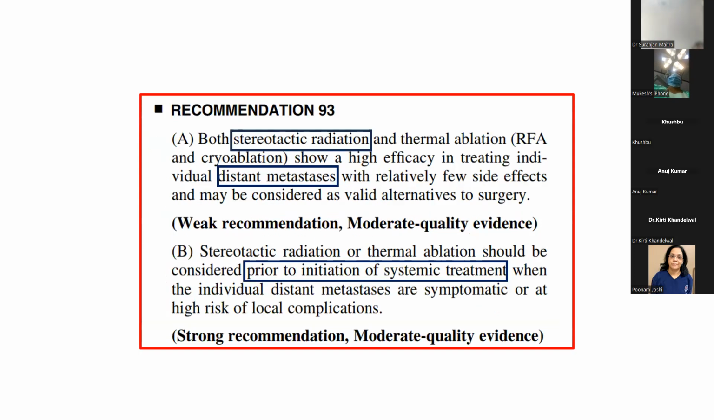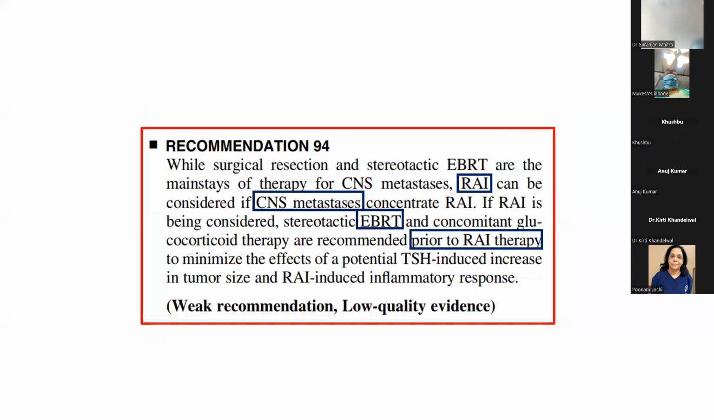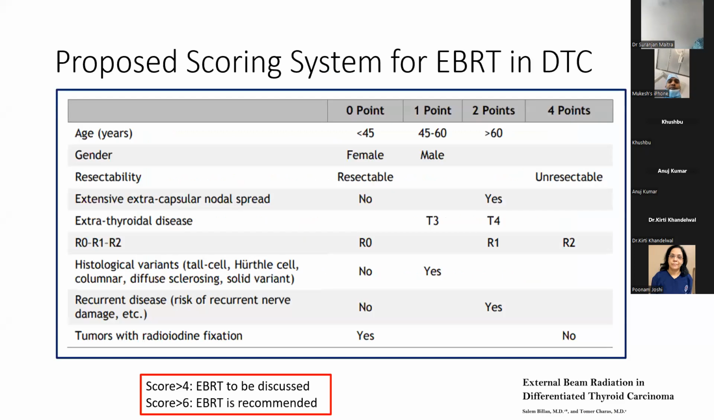So again, to summarize, we use SBRT for distant metastasis, and mainly we use it for bone metastasis. When we use it for CNS metastasis, depending upon the number of tumors, if it is a very limited number of tumors, SRS, stereotactic radiosurgery, can be used, and if there are multiple mets, whole brain radiation will be given in such a setting. So that sums up the indications that have been given in the ATA 2015.